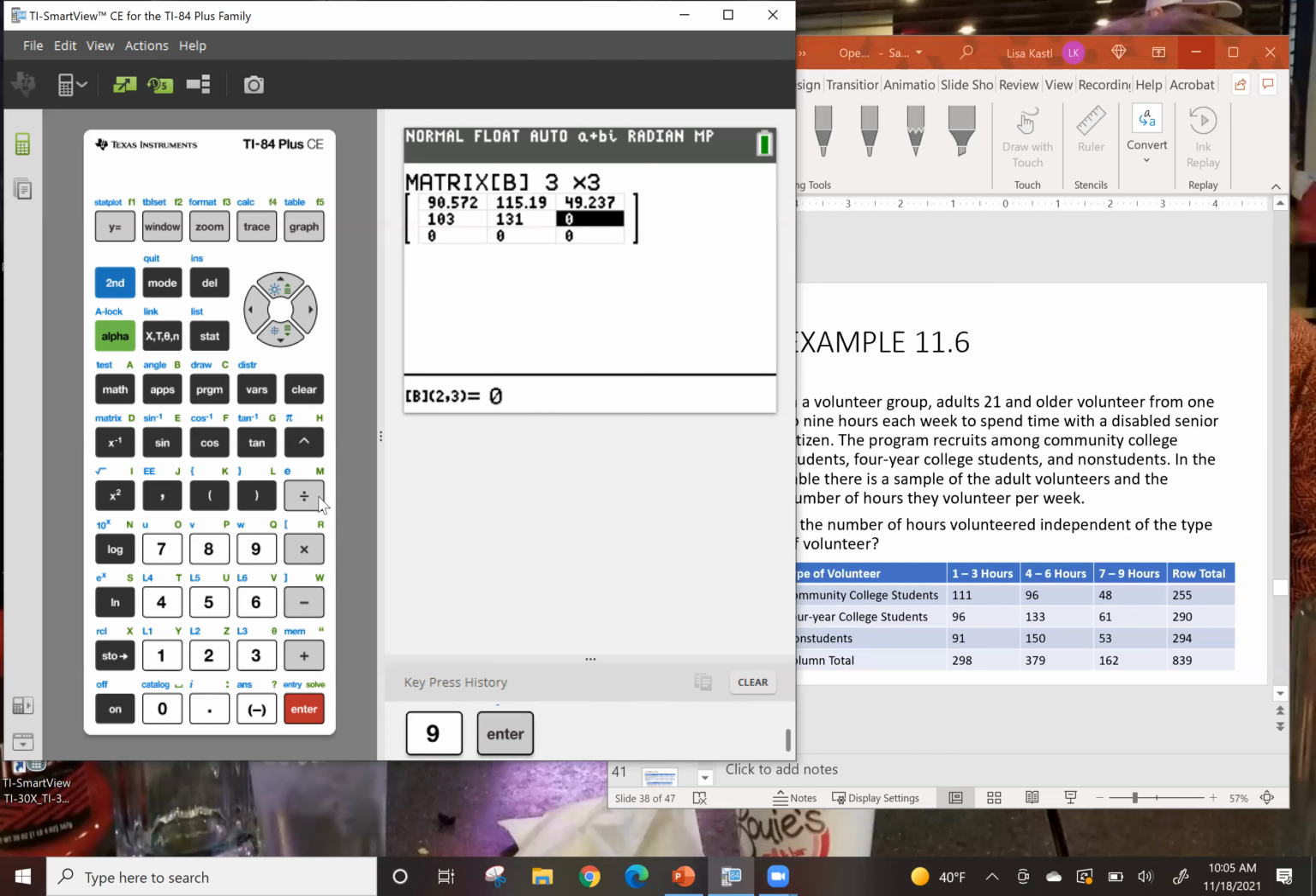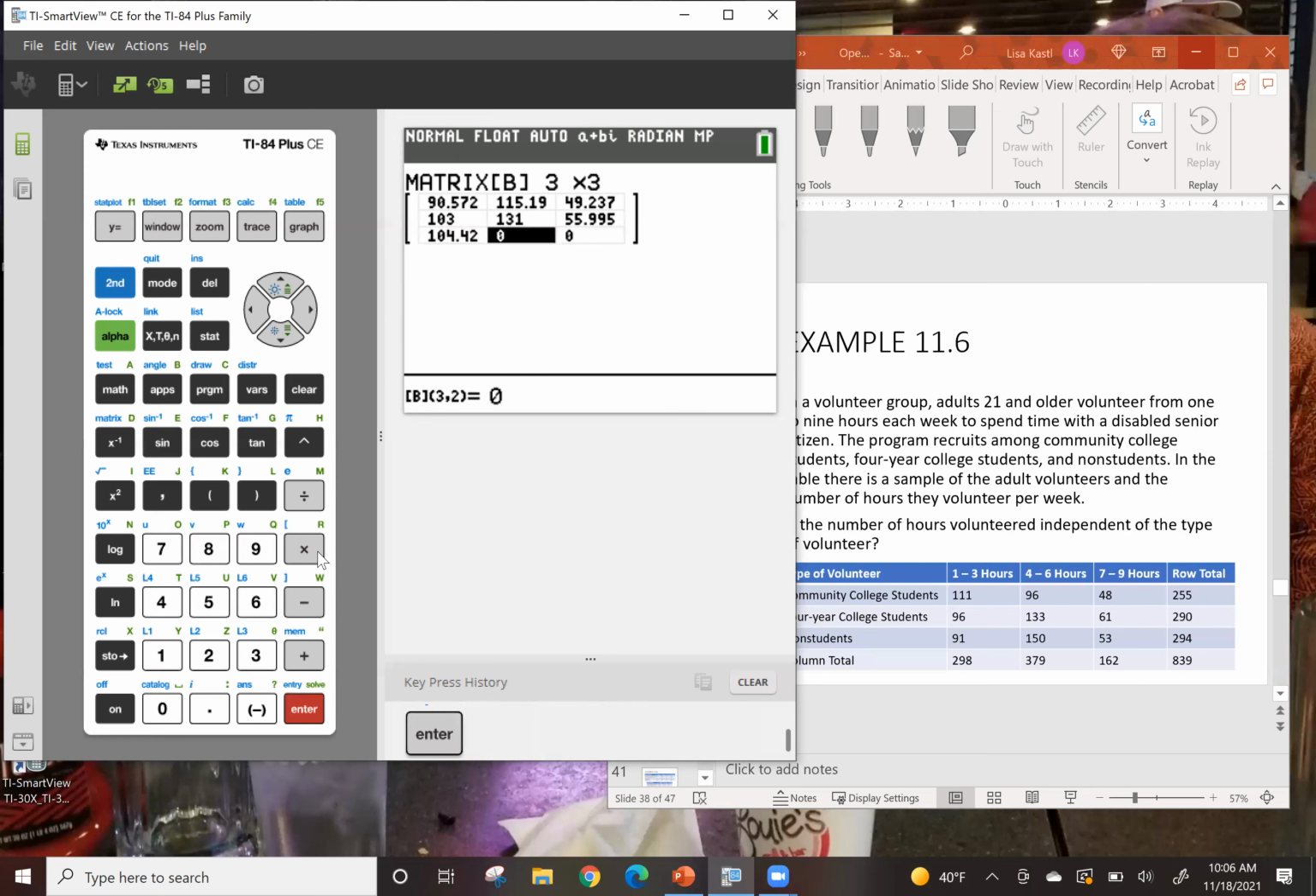131. And in that last category in that second row, the row total is 290. The column total is 162. Divided by the total, which is 839. This is the most work in these problems, believe me. Okay, so that looks good. And then we're going to do the last row. So we have 294 times 298 divided by 839.